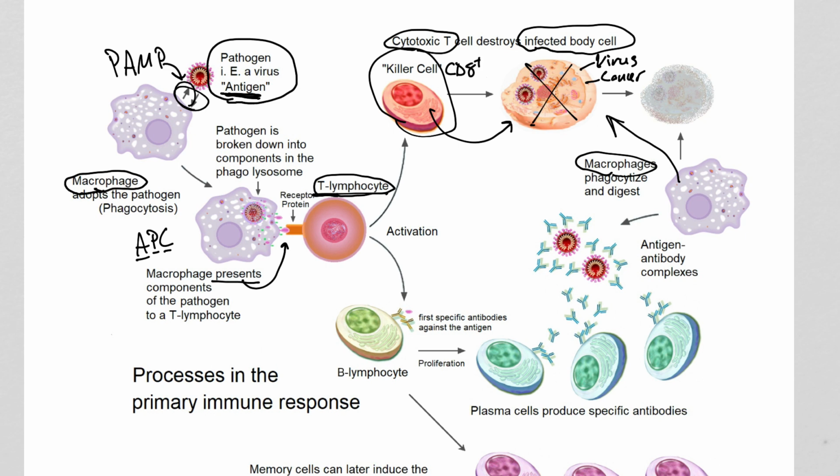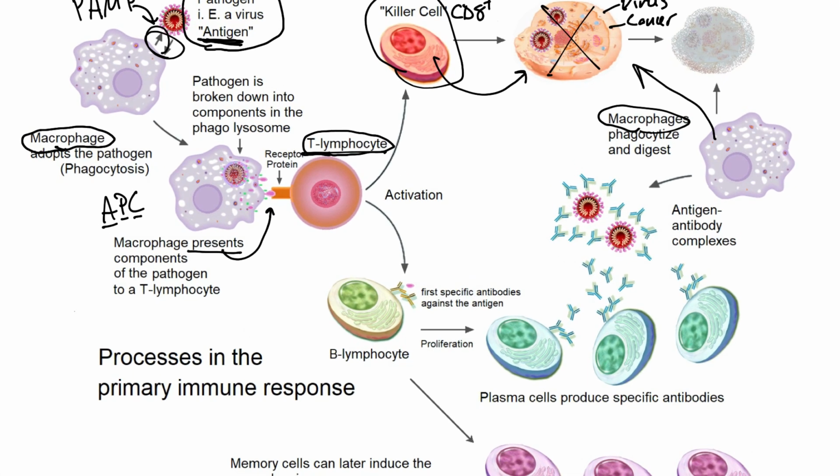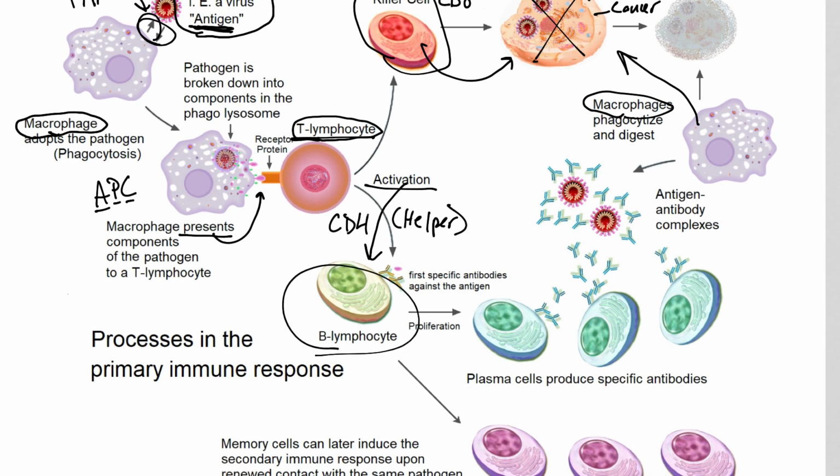Okay, the second thing that can happen is these can be recognized by a CD4 or helper T cell, right? And if it's a helper T cell, their job is just to stimulate and activate other cells in the immune system, like B lymphocytes or B cells. The B cell's job is to produce antibodies, right? So on the surface of the B cell, these molecules that you're seeing right here, these little Y-shaped guys, those are your antibodies.